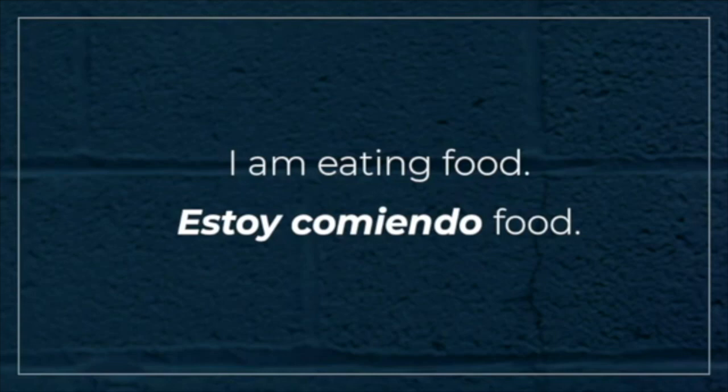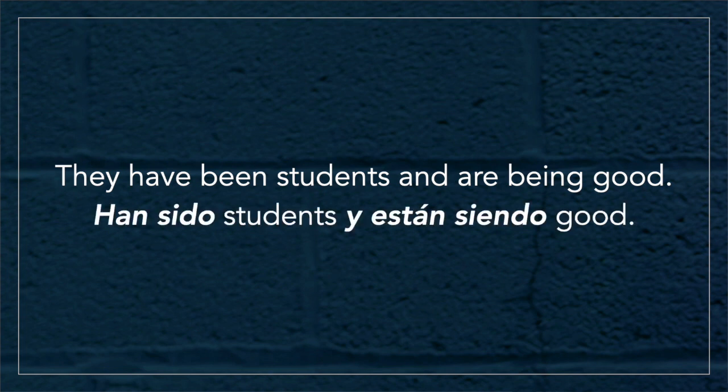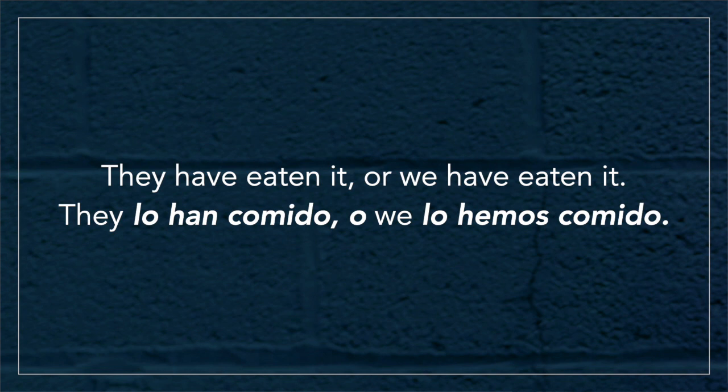Okay, to wrap up this video, I'm actually going to throw in some of our new conjunctions. So try this out. They have been students and are being good. Han sido students y están siendo good. They have eaten it, or we have eaten it. De lo han comido, o we lo hemos comido.